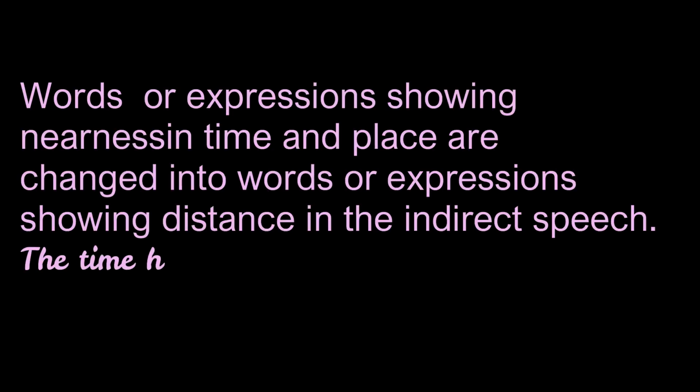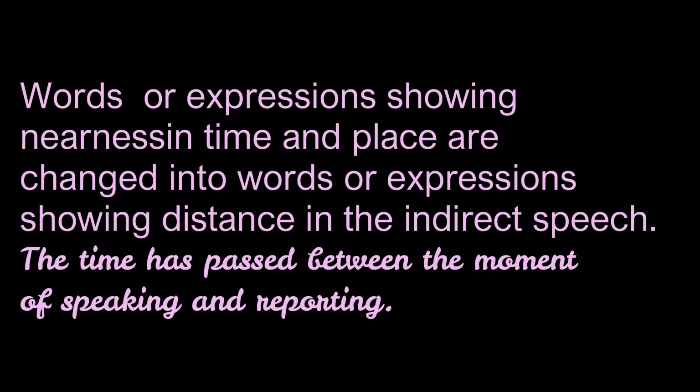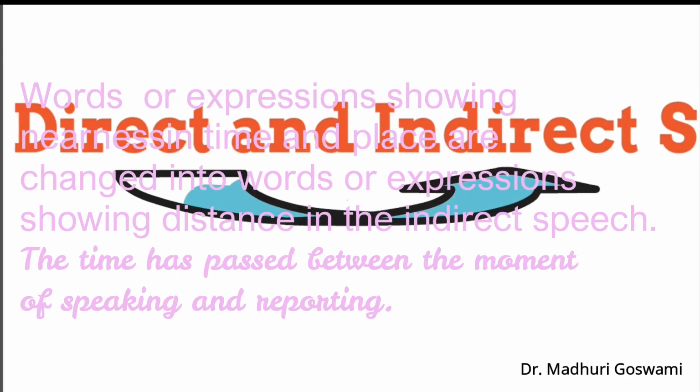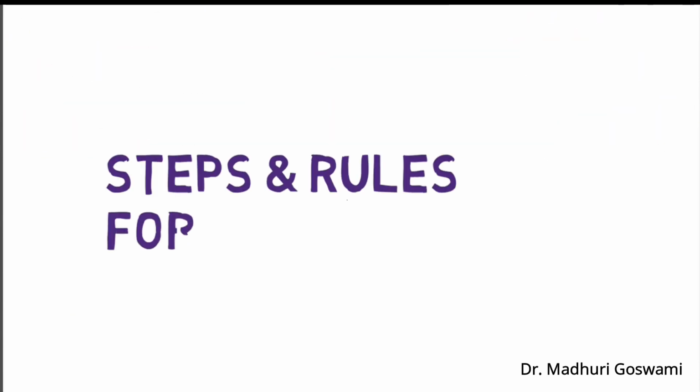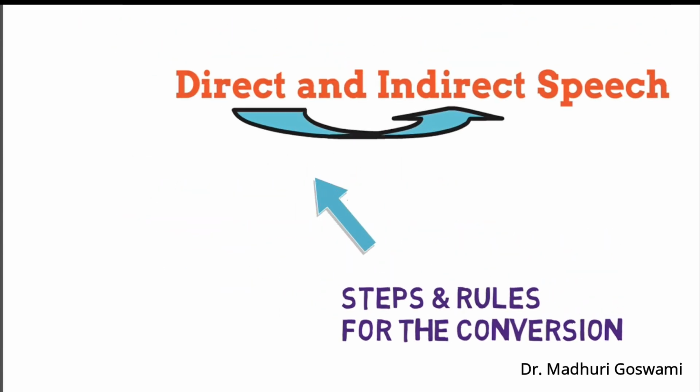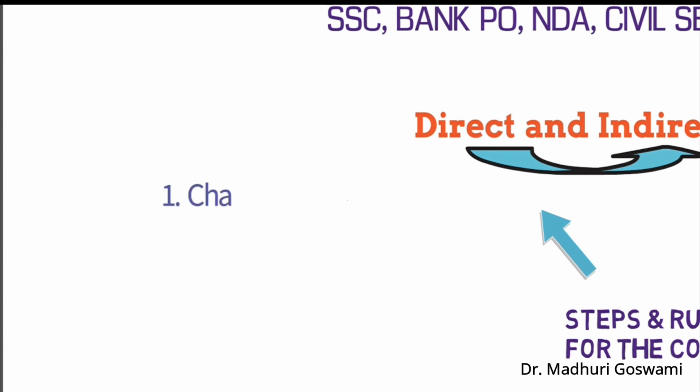We do backshift the tense and we do change the time and place expressions if there are any in the direct speech because time has passed between the moment of speaking and the time of the report. So we do change tenses and time and place expressions with some exceptions. So let's quickly revise all the steps and rules for the conversion of the direct into indirect speech that we have studied in these two lessons in detail.